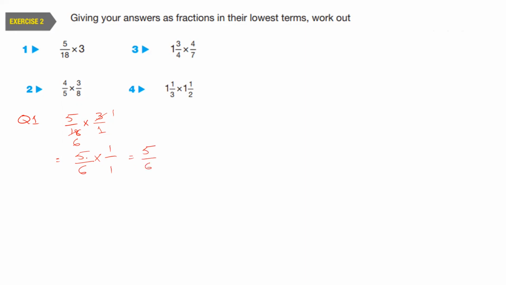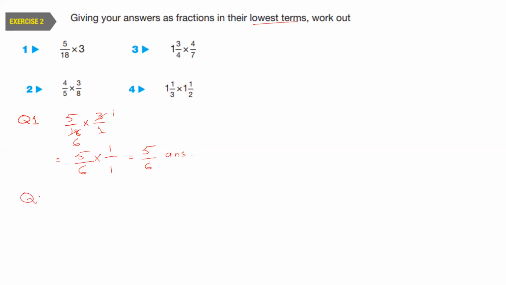This means we always multiply numerator with numerator and denominator with denominator. And we wrote here 5 upon 6 and we cannot simplify it more. So this is in the lowest terms. So this is the answer for question number 1.